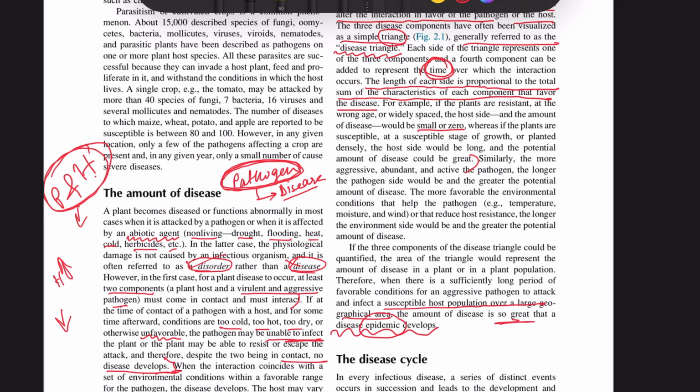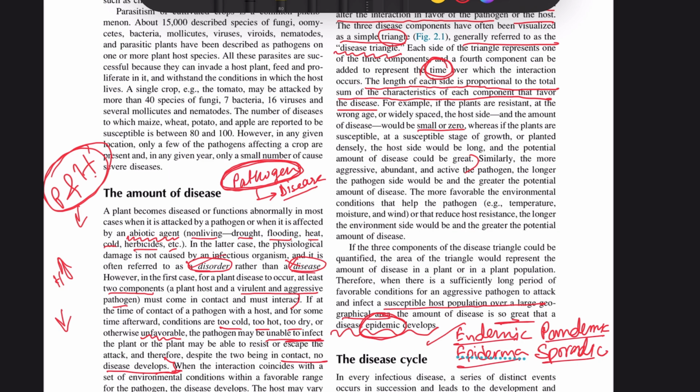Again, today we have used this term epidemic. In the last session, I told you there are various terms called endemic, epidemic, pandemic, and sporadic. Knowing these terms is very important.